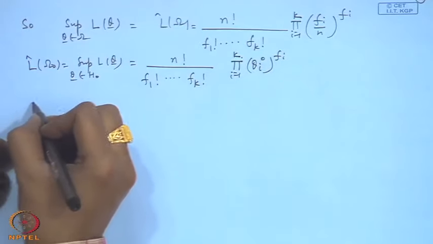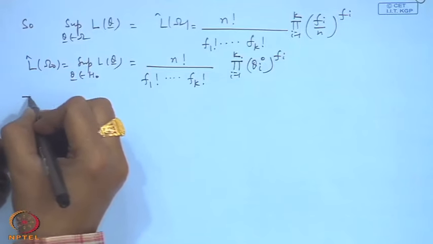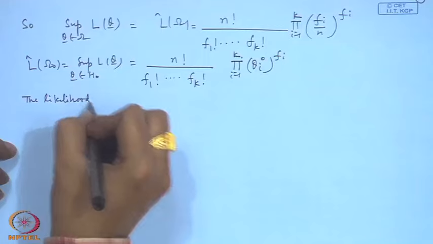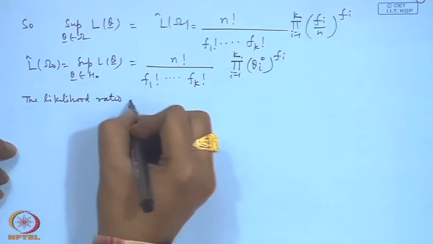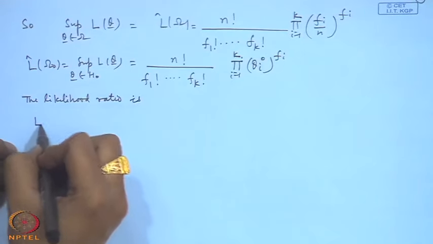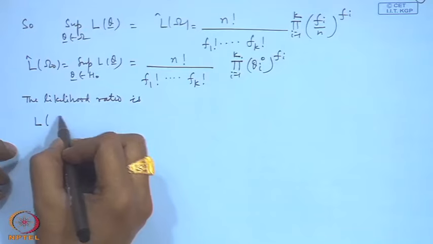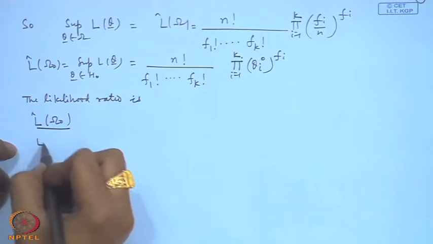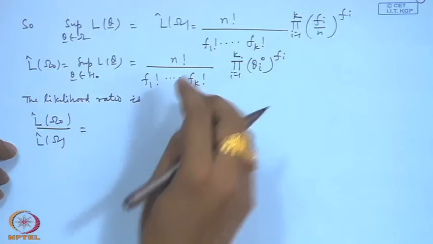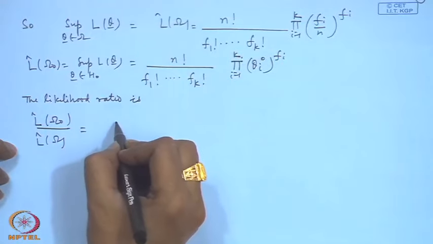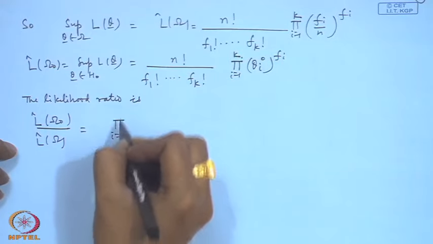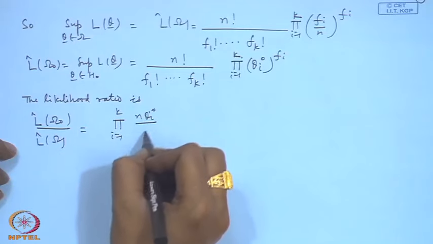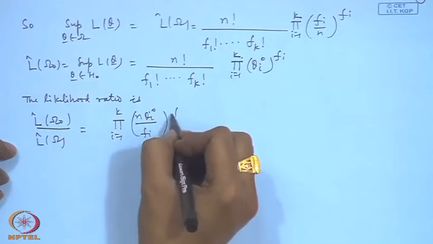So, if we consider the likelihood ratio, that is L hat omega naught divided by L hat omega, this term will get cancelled out, and you will be left with the product of (n theta i naught by f i) to the power f i.